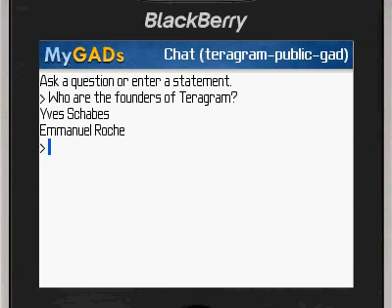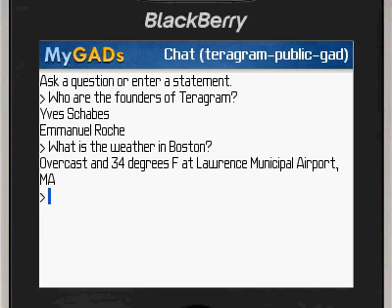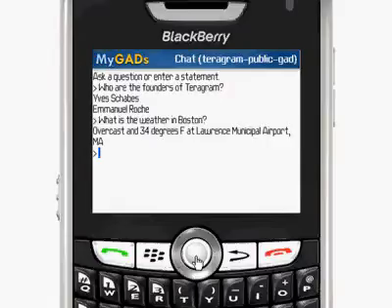Simply ask it questions in plain English, and it will return the answer. This question was answered based on information in the current GAD, but you can also ask questions based on general knowledge. Press the Blackberry's Back button to return to the MyGADs home screen.